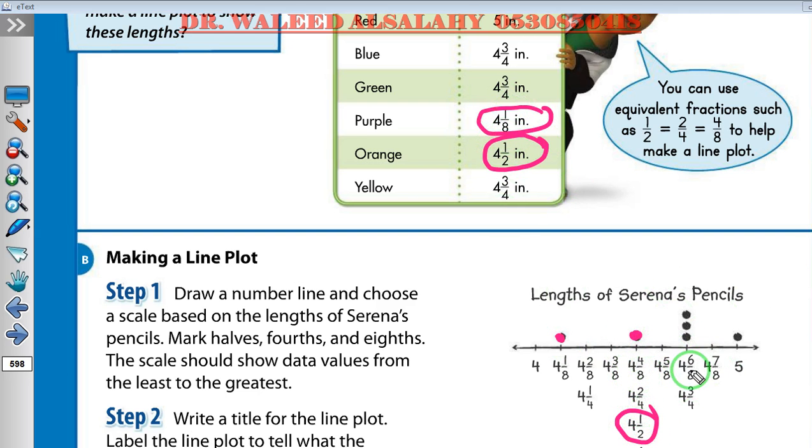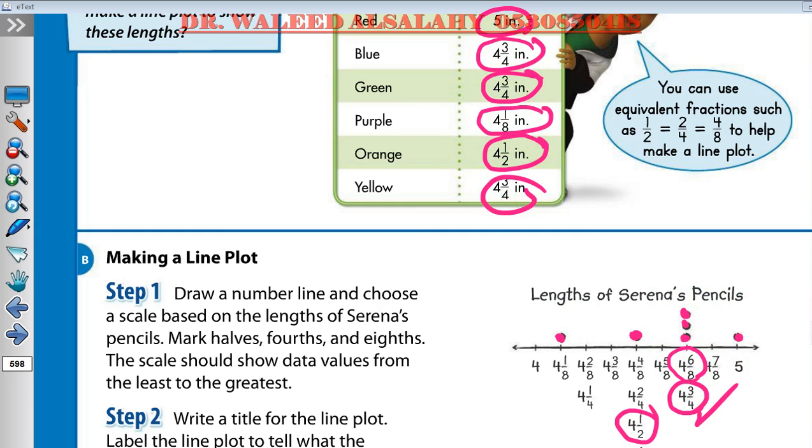Where is 4 and 6/8? 4 and 6/8, or 4 and 3/4. How many 4 and 3/4 do we have? 3 times, so 1, 2, 3. That's why he put 3 dots. What is the rest of the numbers? How many numbers do we still have? We have 5, so the 5 is 1 time. What is the most common number, the most repeated number? The most repeated number here is 4 and 3/8 because it has more dots.